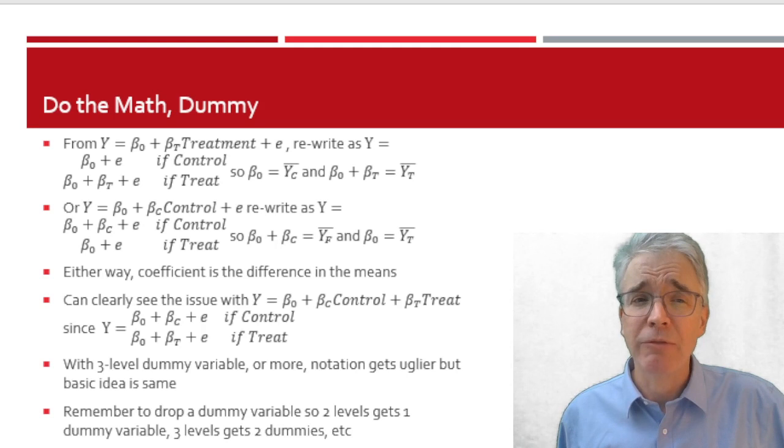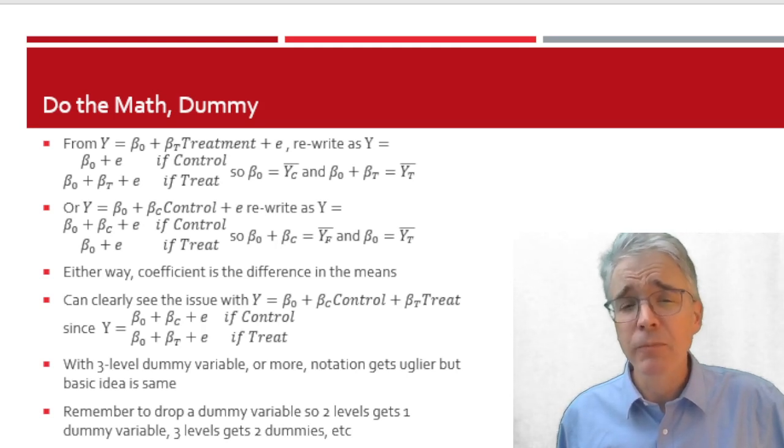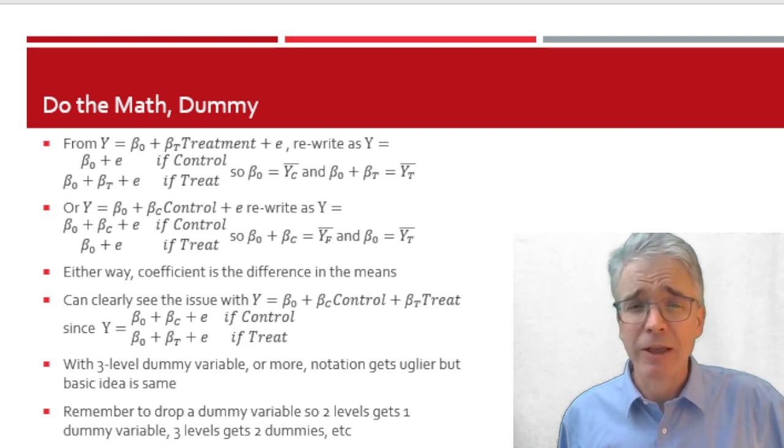Alternatively, with a dummy for if the person's in the control group, we would write in two rows as y equals beta naught plus beta c plus error for the control group, or y equals beta naught plus error for the treatment group. Either way, the dummy coefficient estimates the difference in means between the groups. The sign changes depending on which group is the omitted group, which group is represented by a dummy, but it's the same in absolute value.